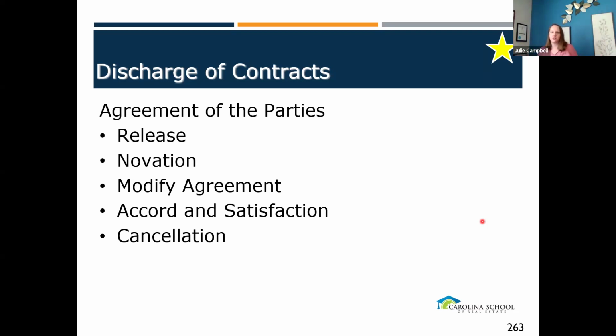And then cancellation. This is the old school way of doing things before fancy laptops and internets and everything. You were actually on paper. When parties were done with a contract, they would actually take their red marker and write cancel across it. That cancels a contract faster than anything I know. They physically canceled it. Again, don't get bogged down on this. Just different ways that the parties may agree to release or discharge each other from the contracts.